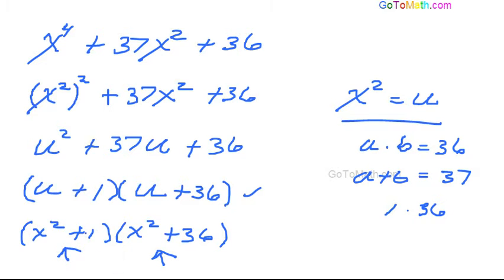You can't find two linear terms here that multiply together, using real numbers anyway, that give us x squared plus 1. And the same thing here. Now if this were a minus sign, then we could factor. This would be the difference of two squares, but it's not. So there you go.